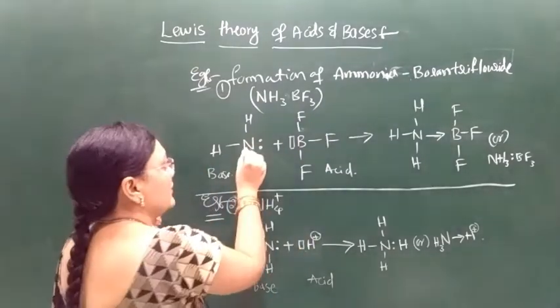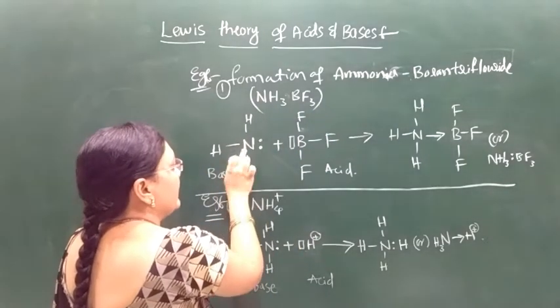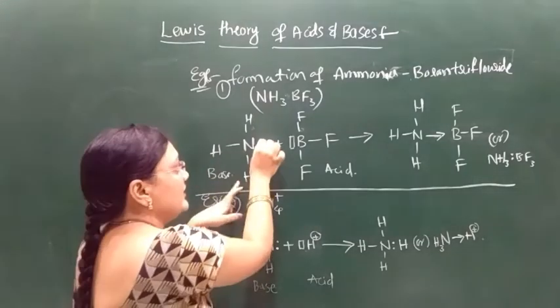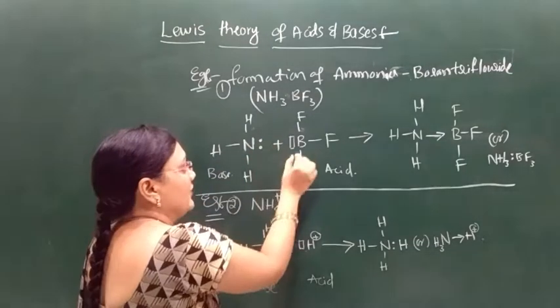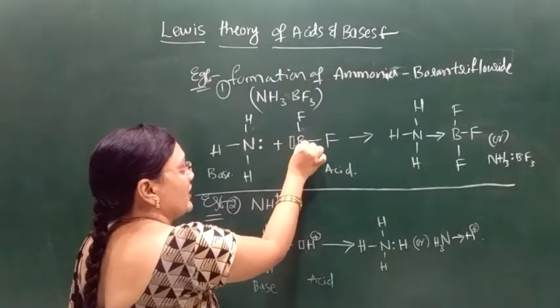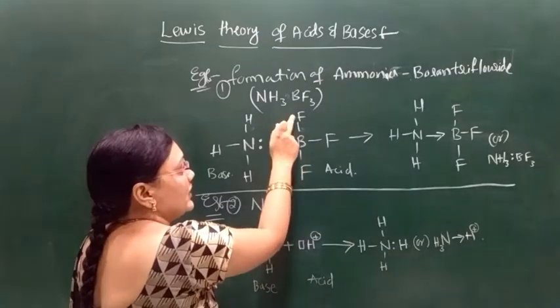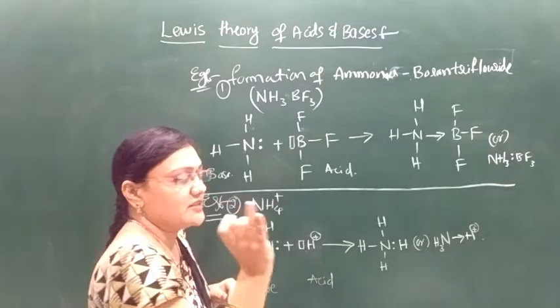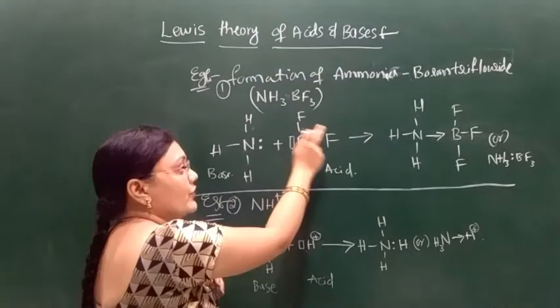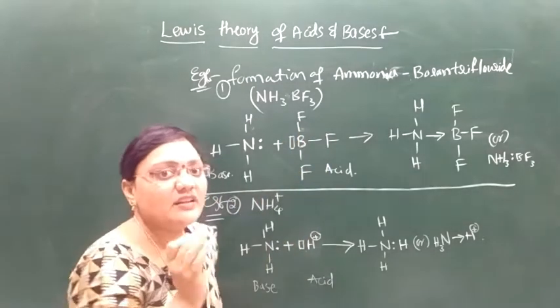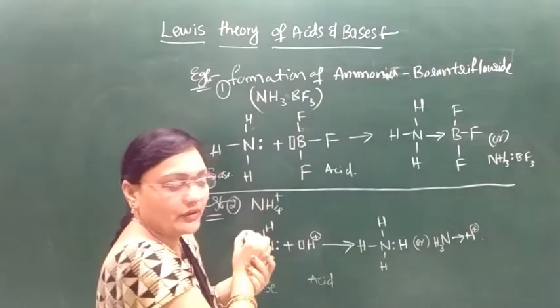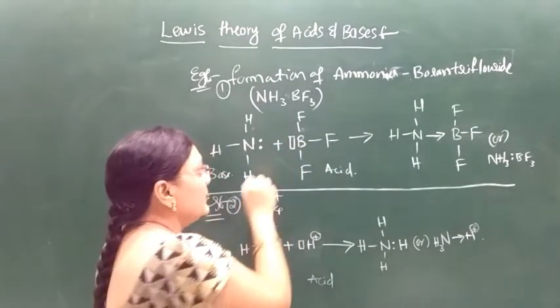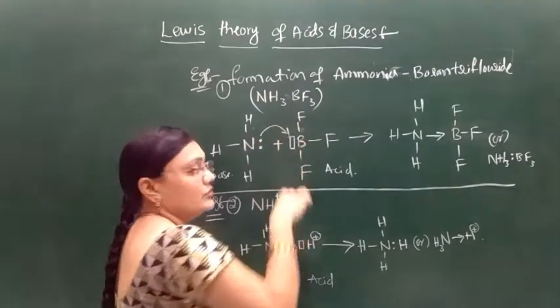This is ammonia, NH3, with hydrogens and this pair of electrons. The next one reacts with boron trifluoride: boron with three fluorines. This is the vacant orbital, the empty orbital.